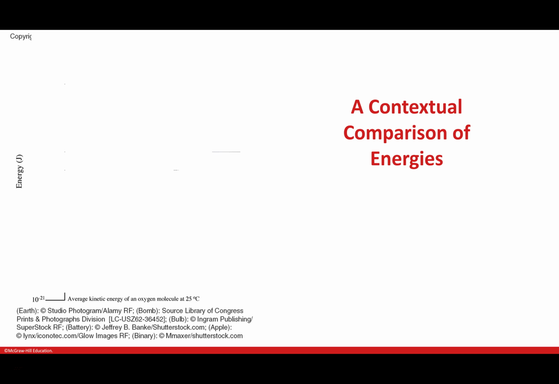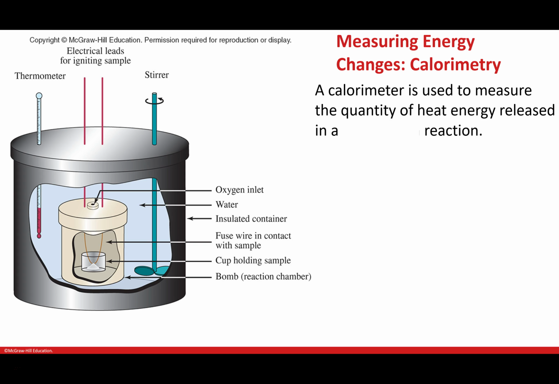So I'm going to reveal these going from the lower energy up, and these are in units of joules. So 10 to the negative 21st joules. That's how much motion or kinetic energy an oxygen molecule has.